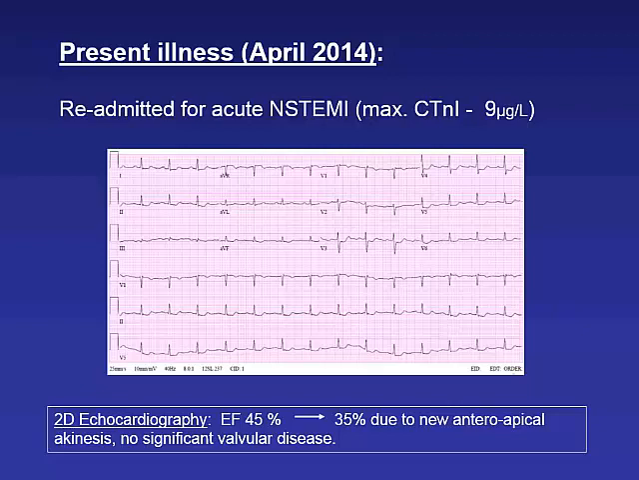An echo study was done. The echo showed reduction in the EF from 45 to 35 due to new anterior apical akinesis. We were able to compare it to the previous pre-discharge echo, and no significant valvular disease was noted.